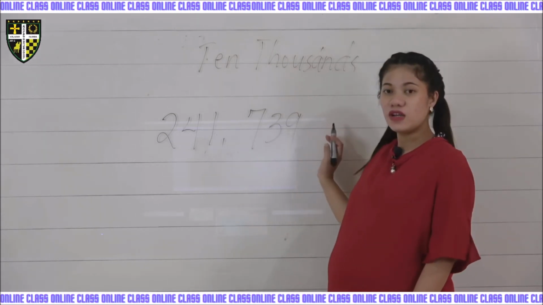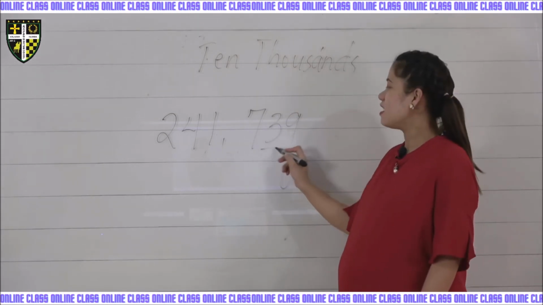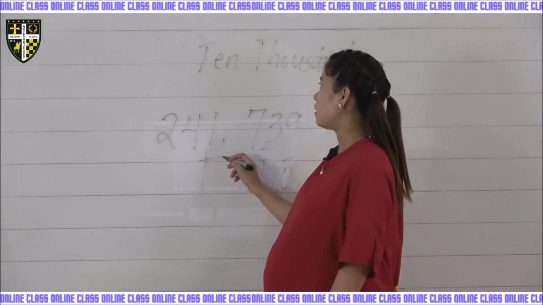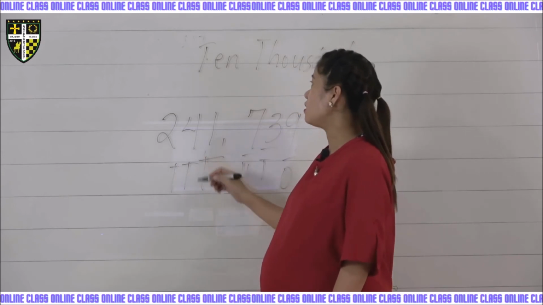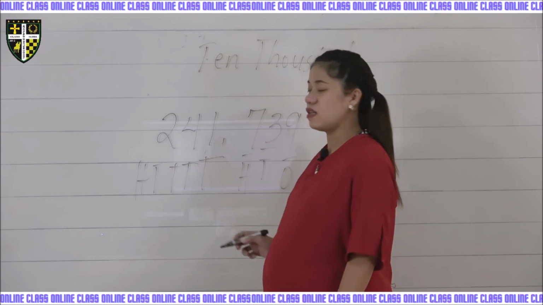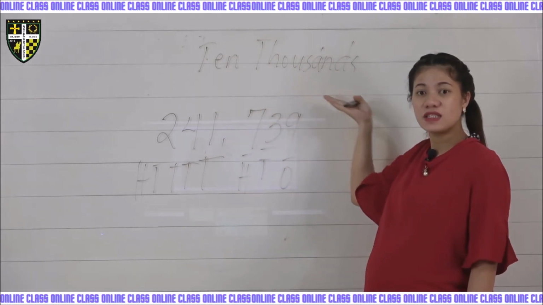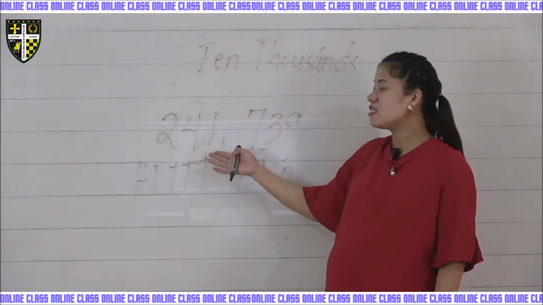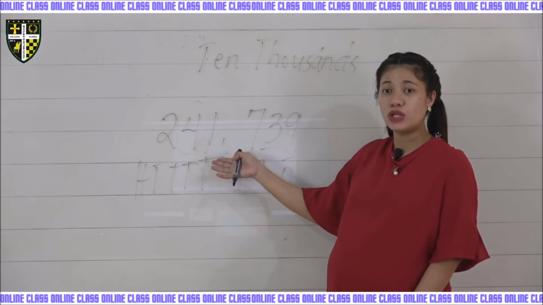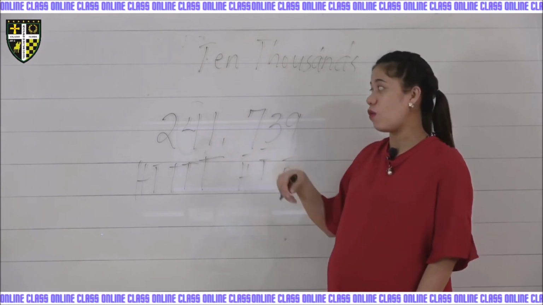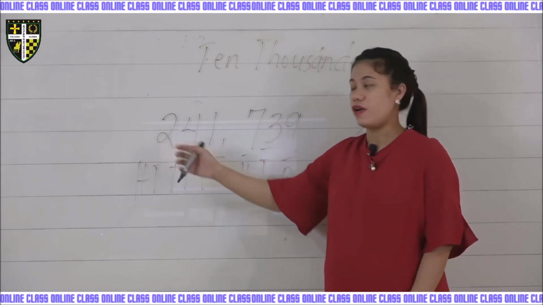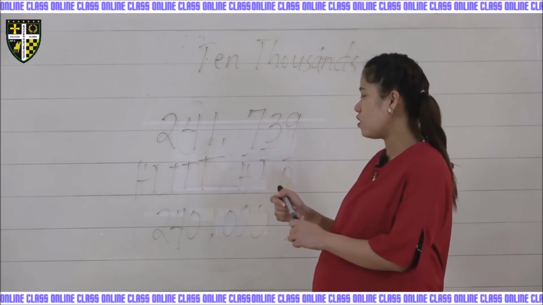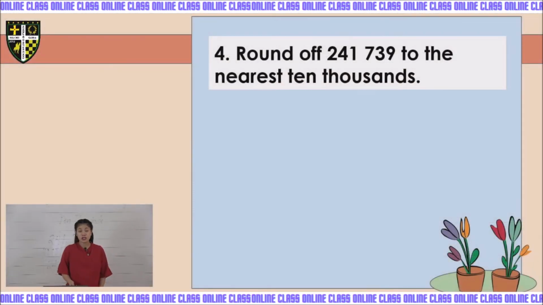Okay, so let's look. 9 is the ones place, 3 is the tens place, 7 is the hundreds place, 1 is the thousands place, 4 is the 10,000s place, and then 2 is the 100,000s place. So we are looking at the 10,000s place, which is digit number 4. At the right side of 4, we have 1. We have to round down the digits. So you will just change the 1 into 0, and then just copy the 2 at the left corner. So we have 240,000.